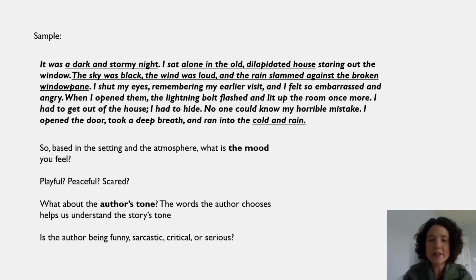Okay? But now let's think about the tone. How does the author choose words to help us understand their attitude towards the subject? So I'm thinking about this person in a dark house. We're recognizing that they're shutting their eyes. They're remembering the earlier visit and they're feeling embarrassed. So they're telling me some word choices here about their attitude towards the subject. They feel bad for the subject, it feels like to me, and they're in a terrible situation.